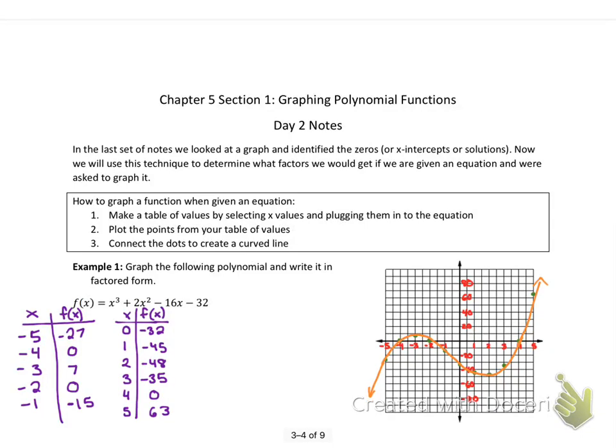Hello, welcome to Chapter 5, Section 1, Graphing Polynomial Functions, Day 2 notes. So now we're going to explore a little bit more about polynomial functions, and the first thing we're going to do is try to graph it just given an equation.